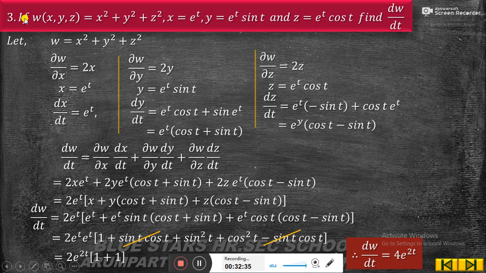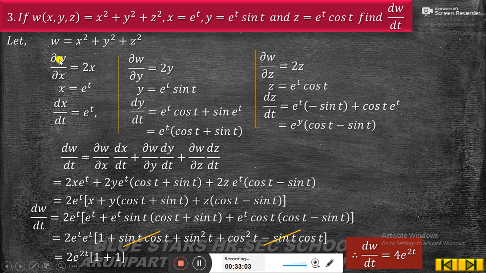This is the third problem. If w of x, y, z equal to x square plus y square plus z square, x equal to e power t, y equal to e power t sin t, z equal to e power t cos t, find dw by dt. So these are the given functions, w equal to x square plus y square plus z square. From this we find dw by dt. dw by dt means, we know the equation: dou w by dou x into dx by dt, plus dou w by dou y into dy by dt, plus dou w by dou z into dz by dt.